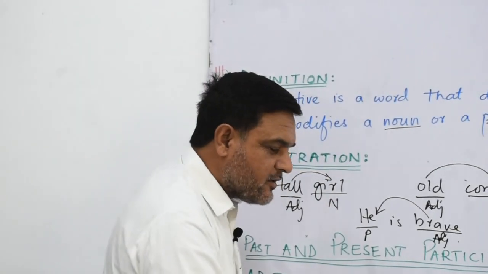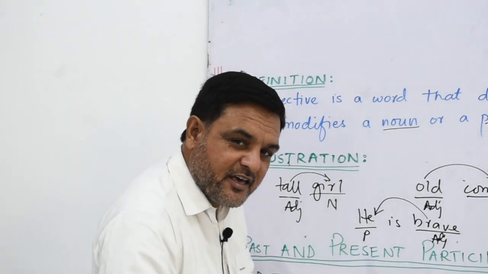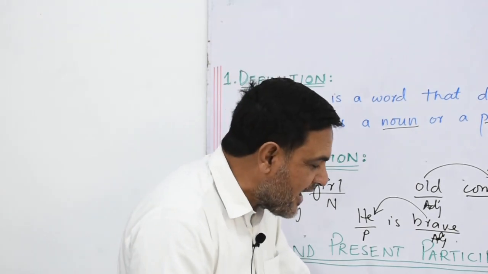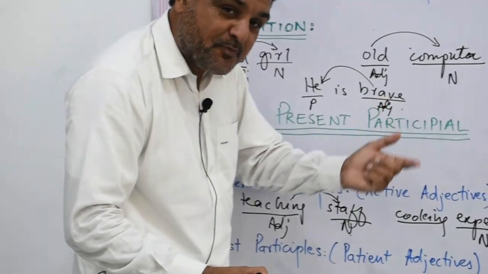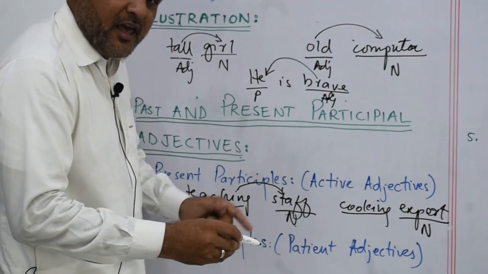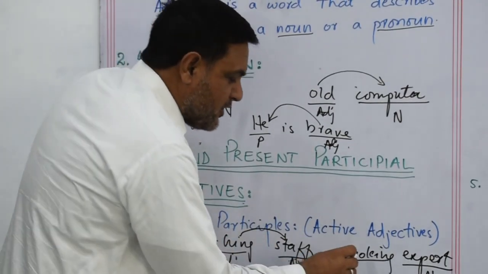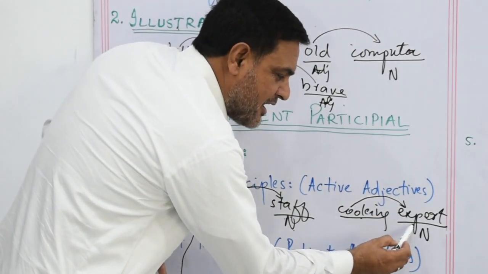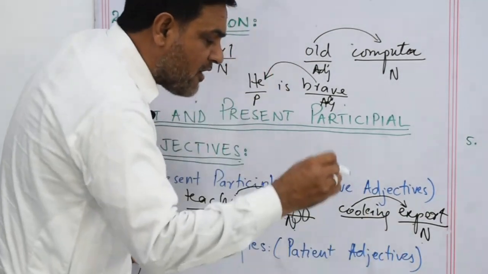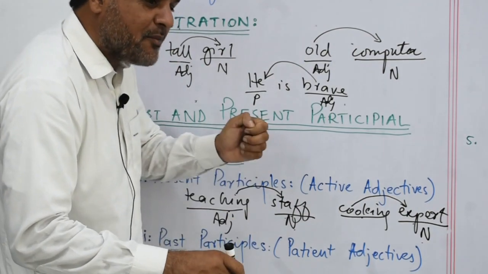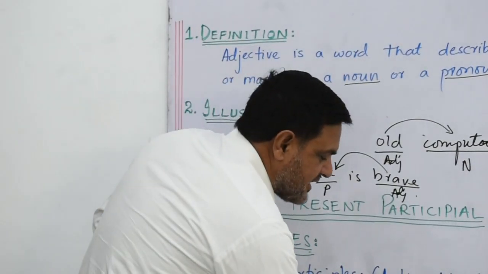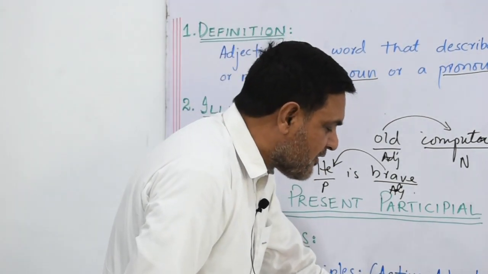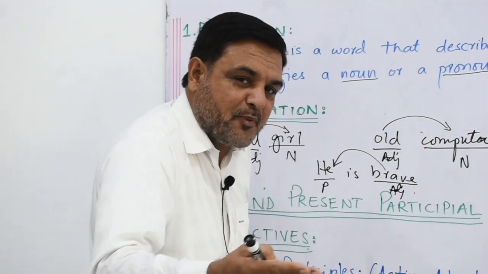So kids, there is a difference between expert and cooking expert. Cooking has modified the meaning of expert. So what has brought the difference? Cooking, in the meaning of what? Expert. Expert is a noun. A word that modifies the meaning of a noun is called an adjective. In the same way, we can say that the word cooking describes expert.